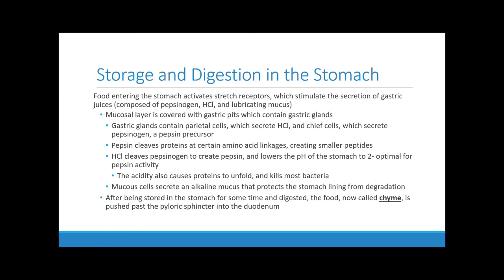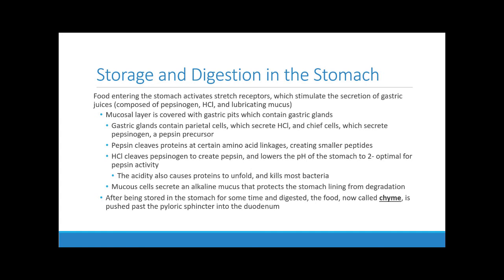Hydrochloric acid cleaves pepsinogen to form pepsin, while simultaneously lowering the pH of the stomach to 2. This is optimal for pepsin activity. This acidity also acts to denature proteins and kill most bacteria. However, it does not kill Helicobacter pylori, or H. pylori, the bacteria responsible for peptic ulcers.